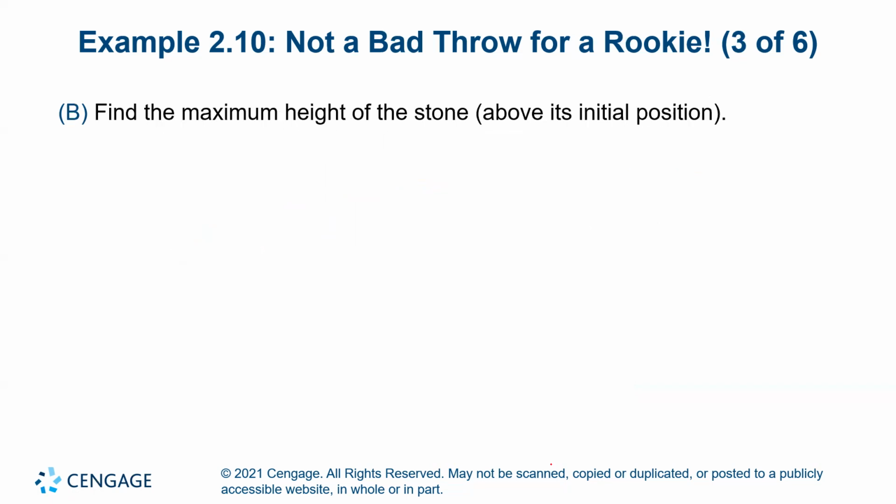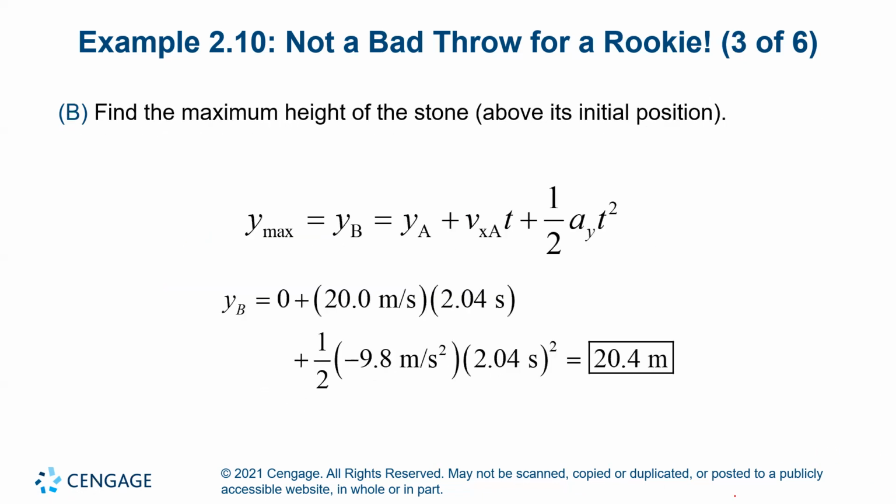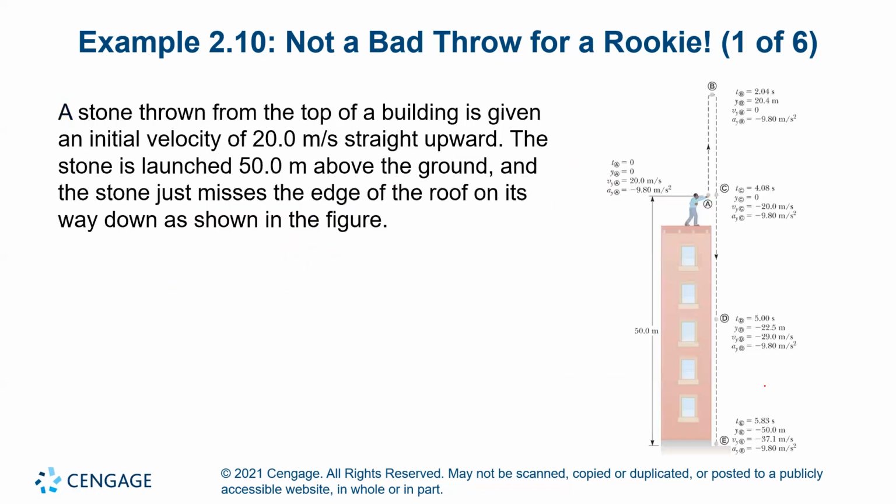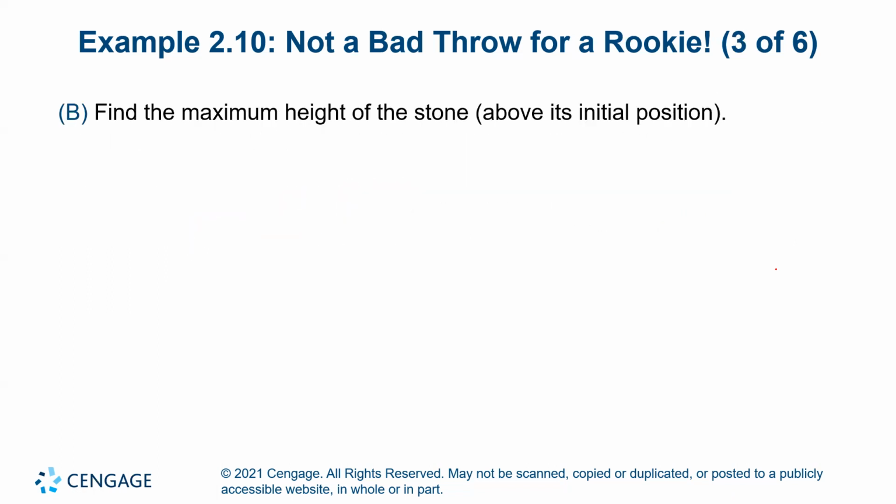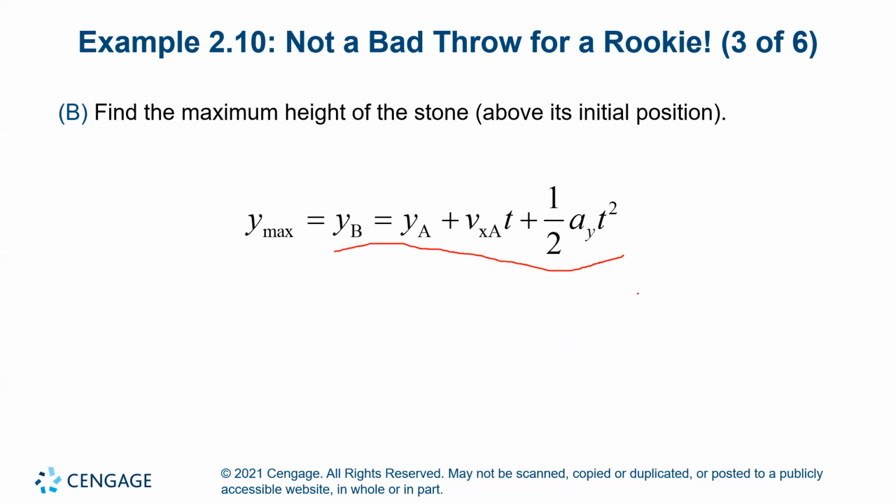Find the maximum height of the stone above the initial position. So if we treat our initial position to be equal to 0, our maximum height, y max, is equal to yB, and that is equal to this kinematic equation. See, point A and point B. And this is the formula. You will see this in our list of kinematic equations. But we use this because we are given the initial position, which is 0, because we just defined our initial position to be y equals 0. And this is supposed to be VyA. There's a typo here. But this one is 20 right here. This is 20 meters per second.